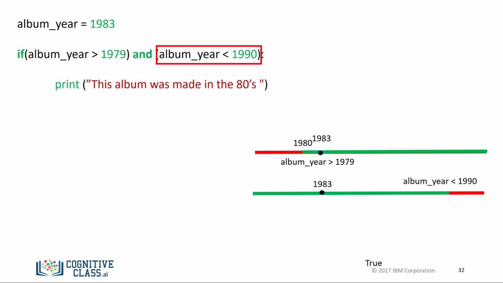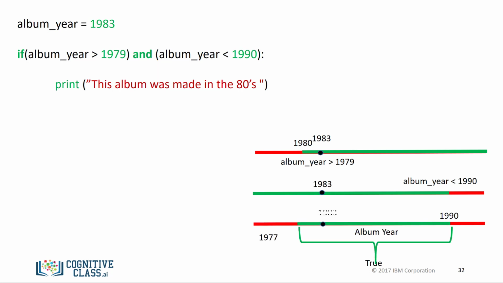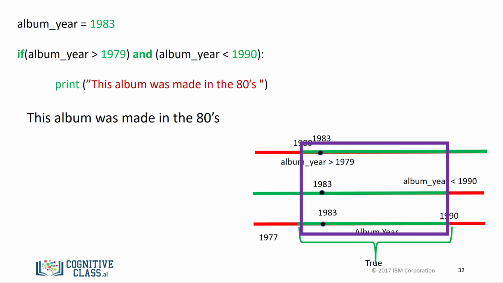also true. We can verify by examining the corresponding second number line. In the final number line, the green region indicates where the area is true. Similarly, this region corresponds to where both statements are true. We see that 1983 falls in the area. Therefore, we execute the statement. Branching allows us to run different statements for different inputs.